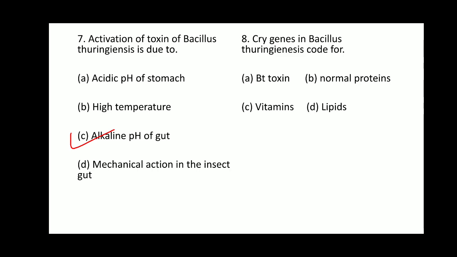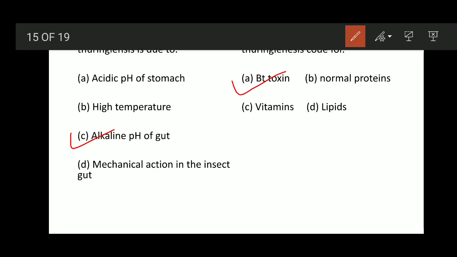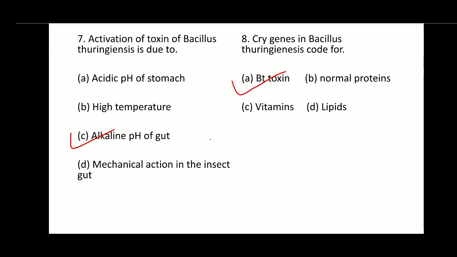Instead of option A, if they give crystal protein, also right answer. If they give delta endotoxin, also right answer. Or if they tell cry protein, then also it is a right answer. So option A is the right answer for question number 8. Clear, students? Now moving on to question number 9.